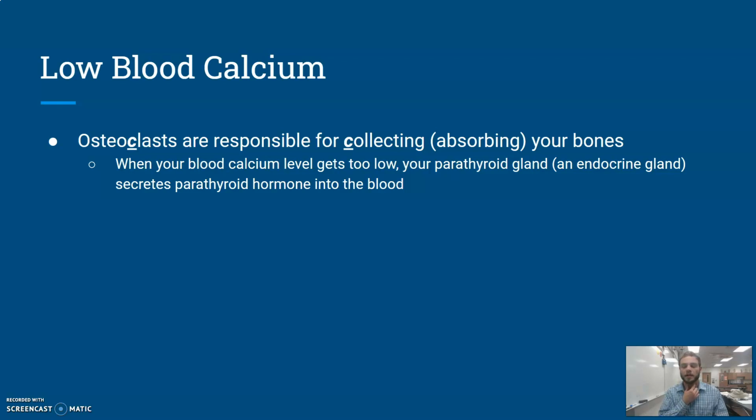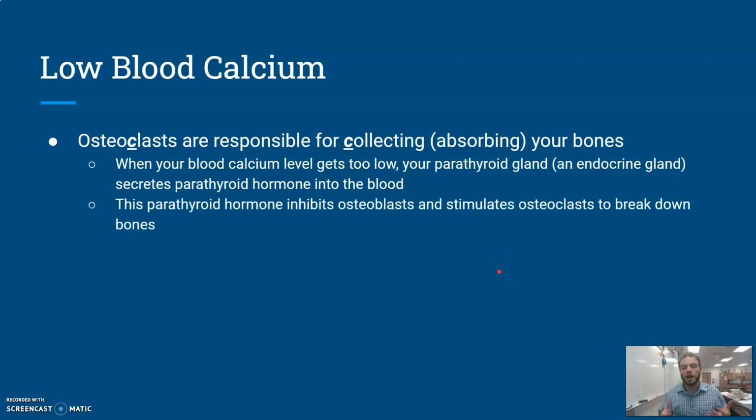You have the thyroid gland, and then on the posterior side, you have two tiny little dots, really, that make up your parathyroid gland. When your body senses that blood calcium levels are too low, the parathyroid gland is going to release parathyroid hormone. That parathyroid hormone is going to stimulate those osteoclasts to begin pulling a whole bunch of calcium off of your bones.